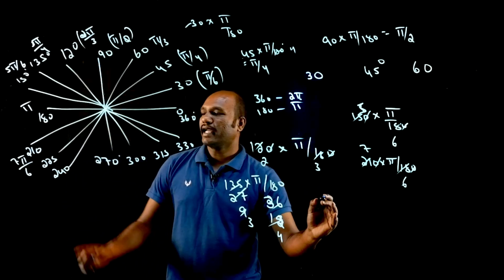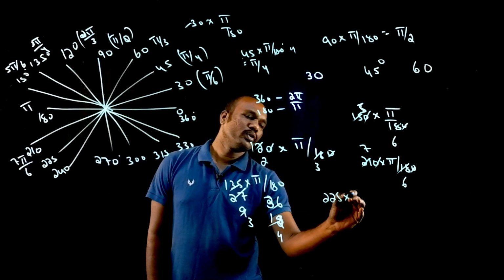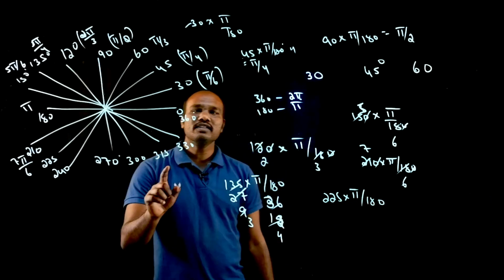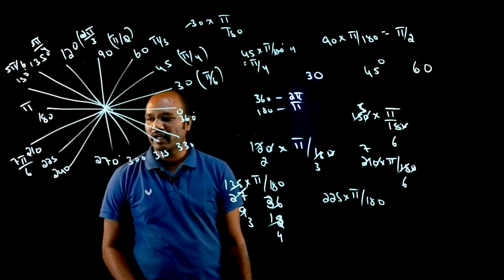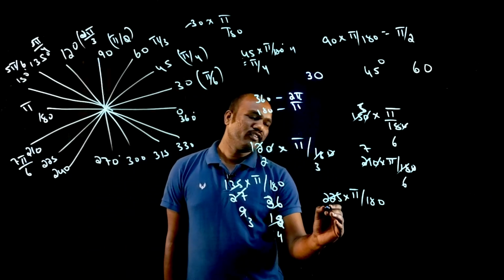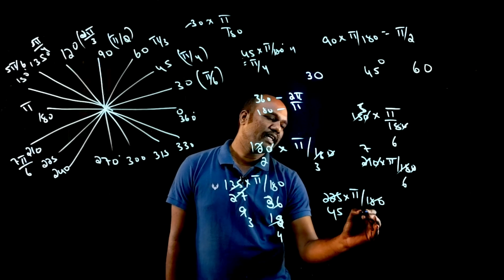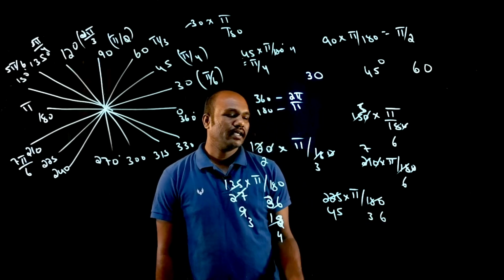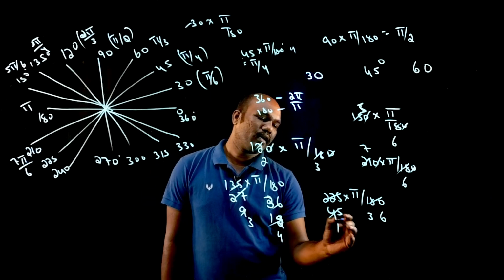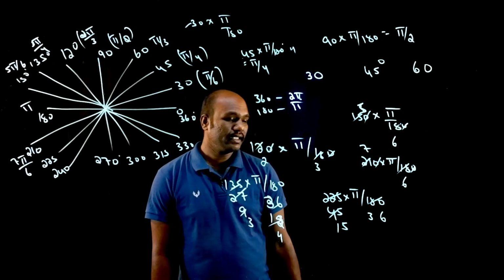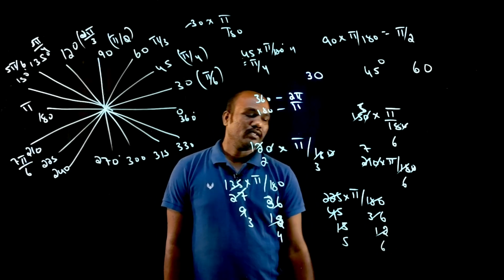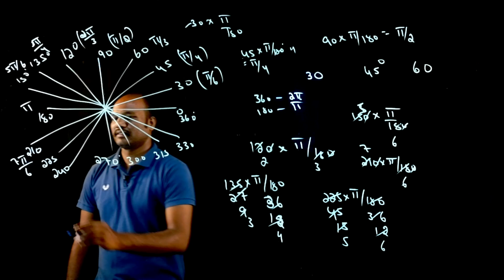225. Again, you can solve 225 into pi by 180. You can solve all of these terms. Yes or no? You can write it in radians. Yes. 5 4s are 20, 5 5s are 25, 5 3s are 15, 5 6s are 30. Again, it goes by 5. 3 1s are 3, 3 5s are 15, right? Again 3 1s are 3, 3 2s are 6, 3 5s are 15, 3 6s are 18. So 5 pi by 4.